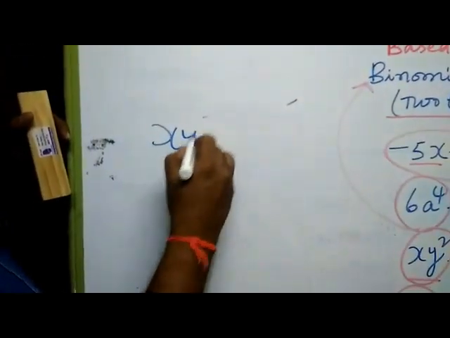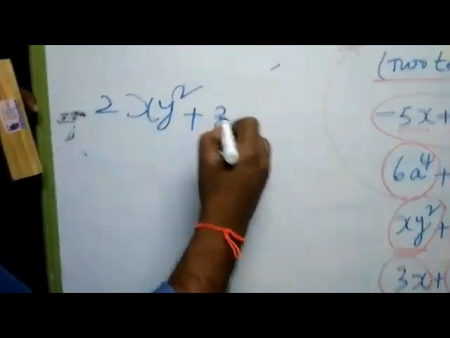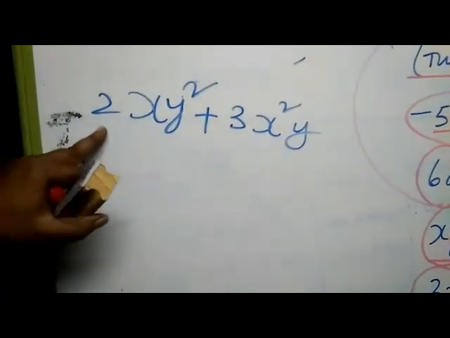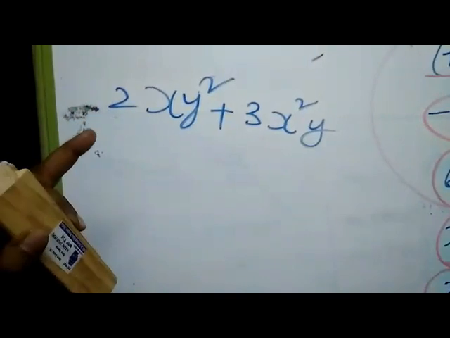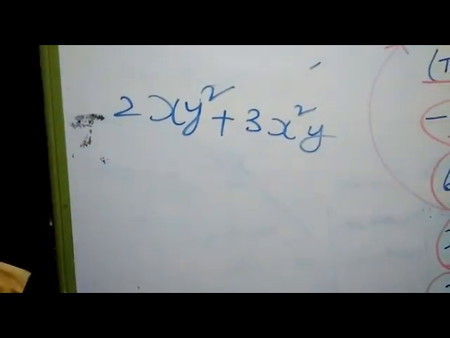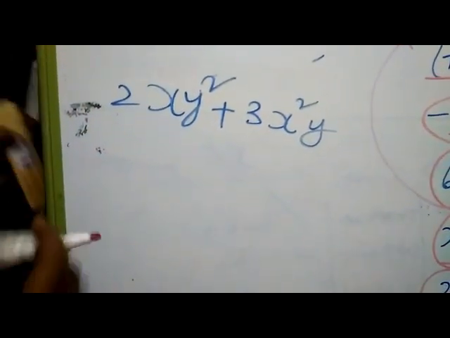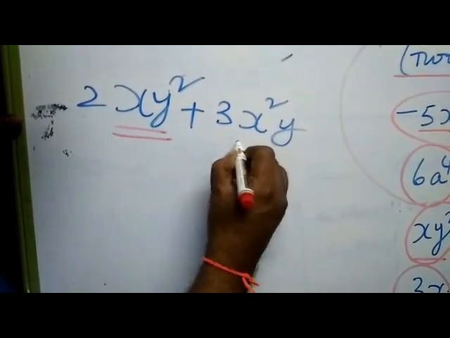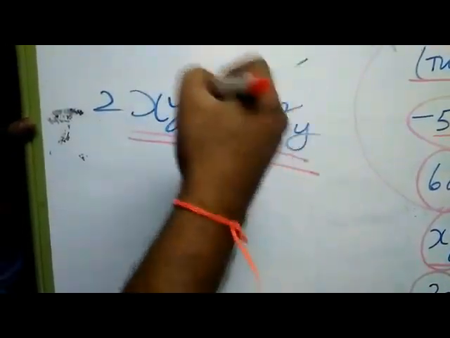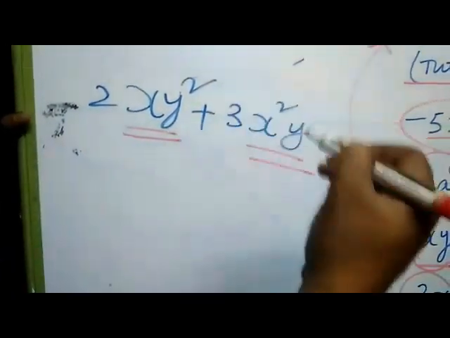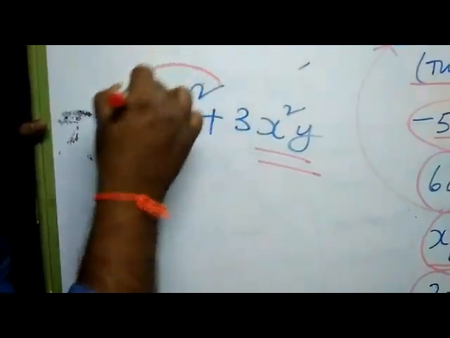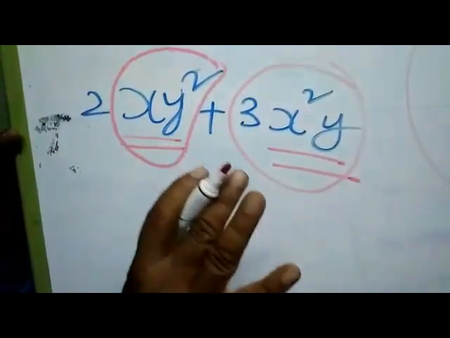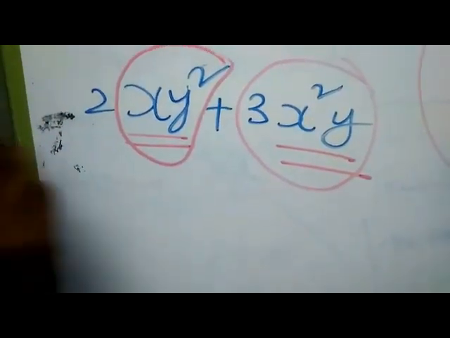Like that, 2xy square plus 3x square y. Is it a binomial? Yes, it is a binomial. Don't confuse. This belongs to xy square, this belongs to x square y. Those are different family members. This is the xy square family, this is the x square y family. This is a binomial.